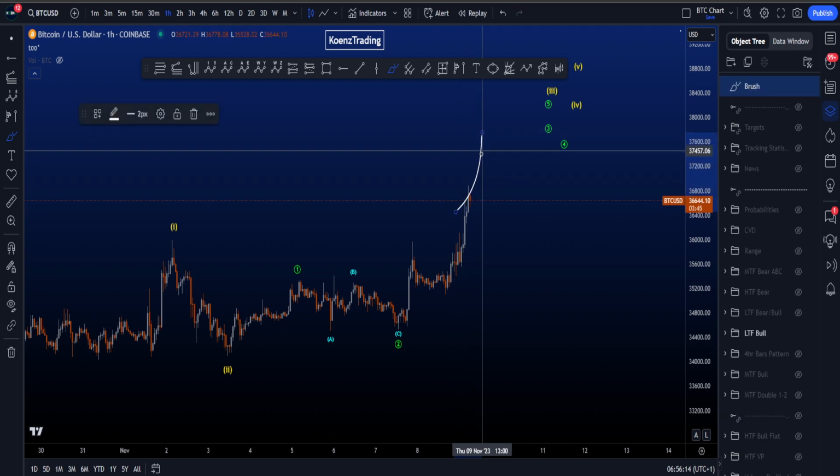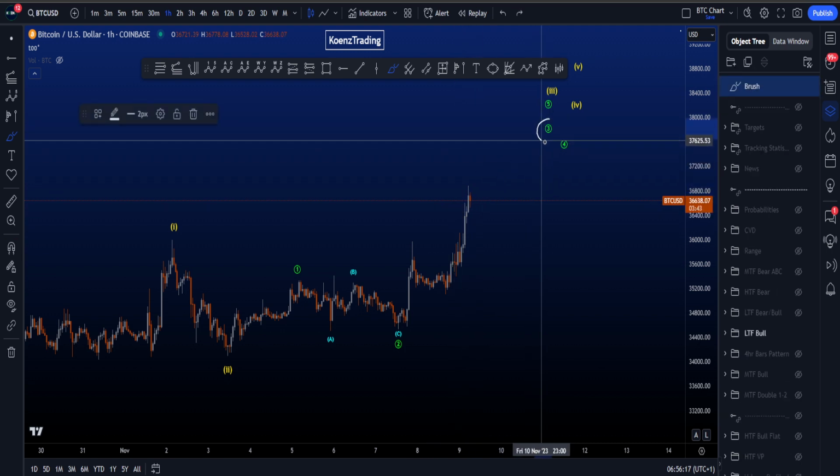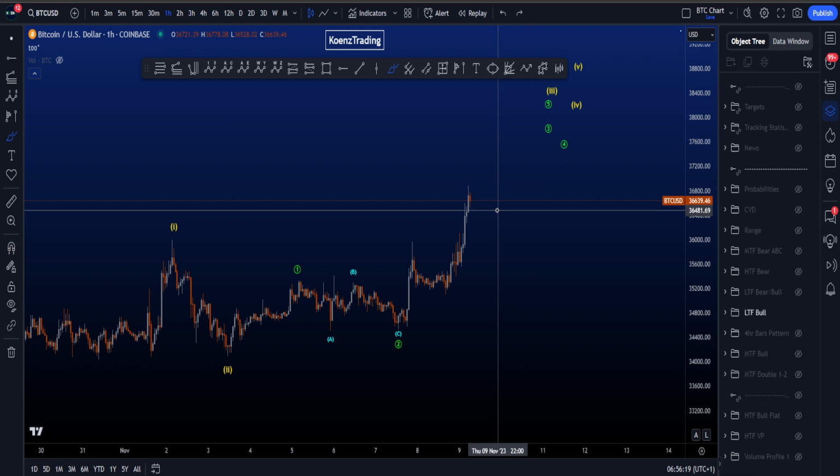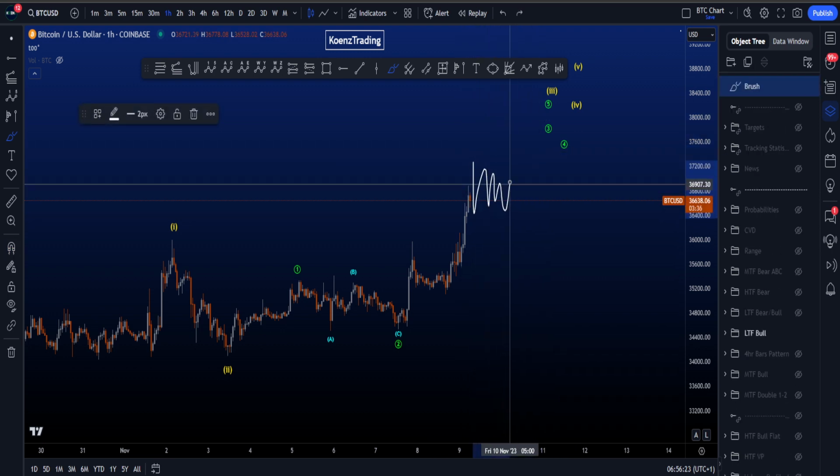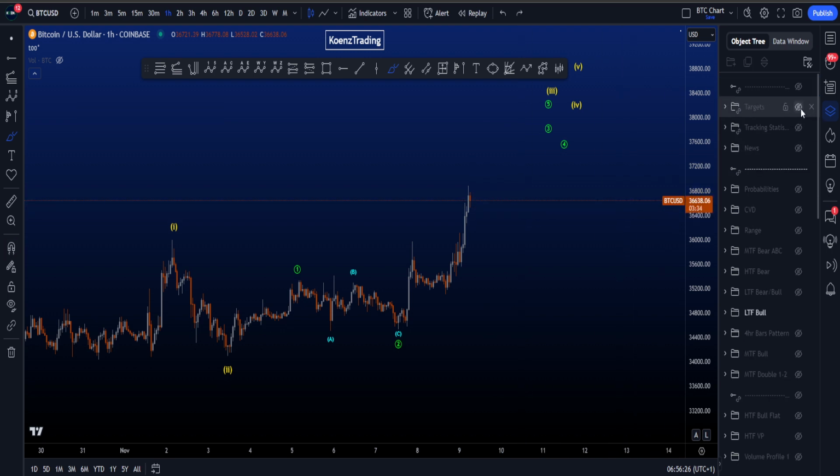Where as long as price keeps pumping, we're just going to wait and see where a wave 3 is going to end, because we do eventually expect a wave 4 range. And once we get a bit of a bigger range, that is when we can really talk about targets.